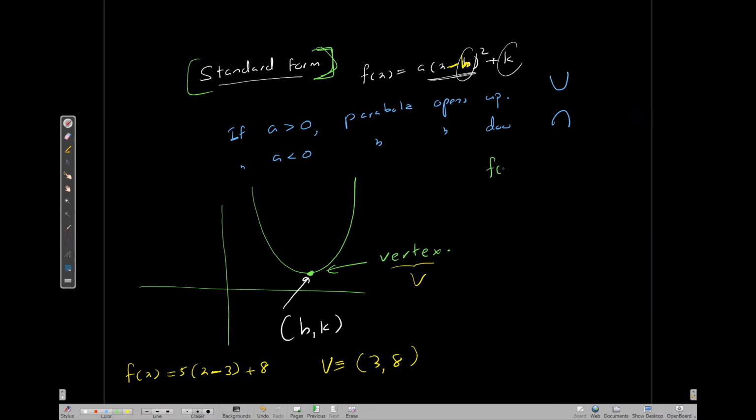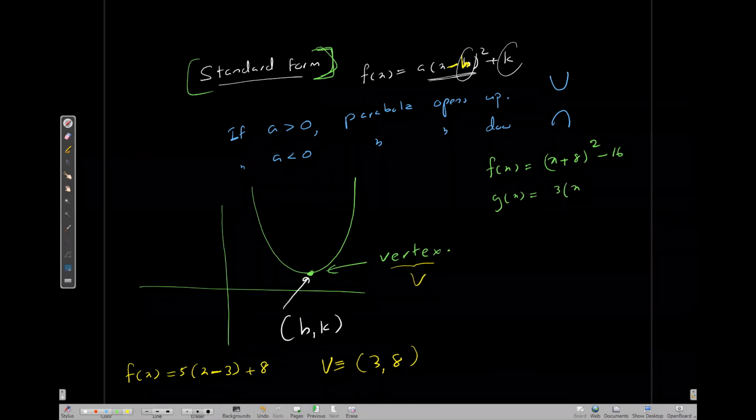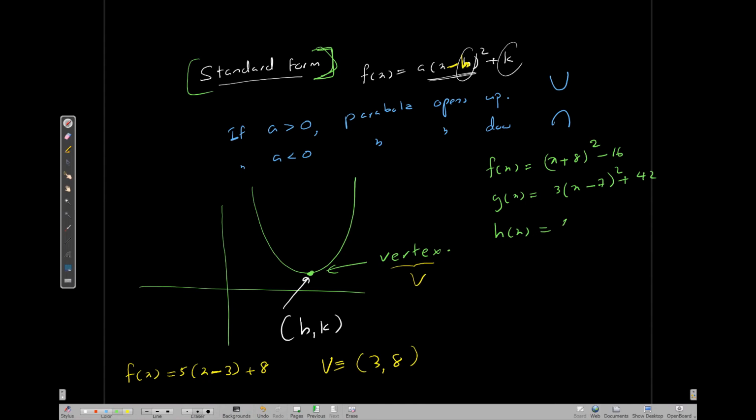How about f of x equals (x plus 8) squared minus 16, g of x equals 3 times (x minus 7) squared plus 42, and h of x equals negative 4 times (x plus 1) squared plus 2? How about that? So for f, g and h, can you find the vertex? Sometimes tables are helpful.